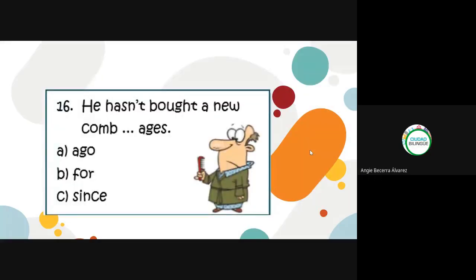Now this one, it says, he hasn't bought a new comb ages. So ago, for, or since? Ago. What about the others? ¿Qué piensan los demás? Eso quiere decir que no compró una nueva peinilla. Comb es una peineta o cepillo. Eso sería ago, teacher. Okay. And what about the others? For. Miguel dice for. What about Daniela y Yoka? No estoy segura, profe. ¿Y Yoka?